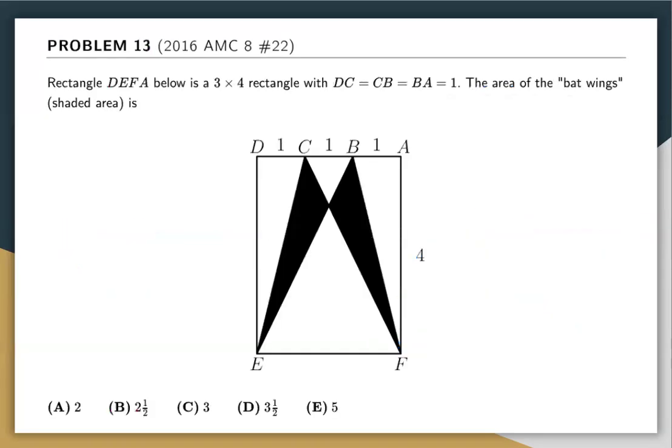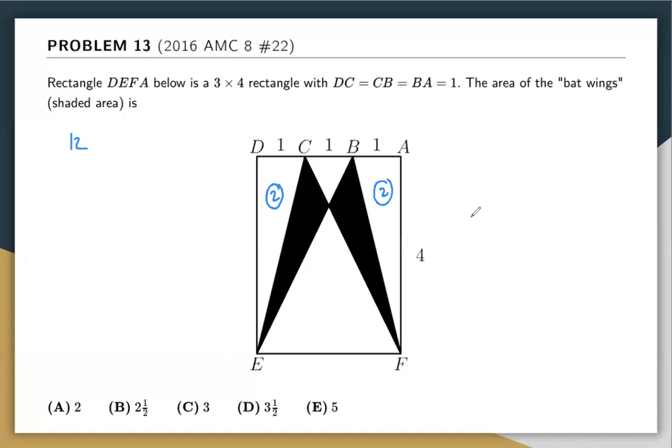The next question is geometry. We have a 3 by 4 rectangle, and DC and BA is 1, CB is also 1. The area of the bat is what we are looking for. One of the things we should see immediately is that this is 3 by 4, so the entire region is 12. The area of ABF is 1 times 4 over 2, so this region is 2, and the same region right here is also 2.